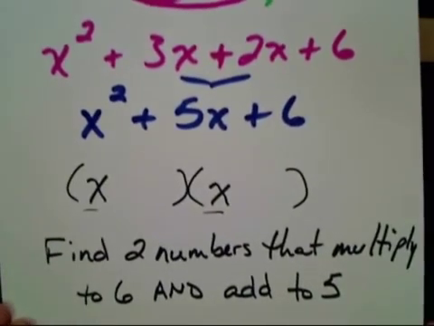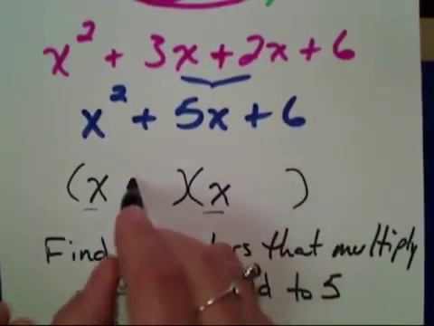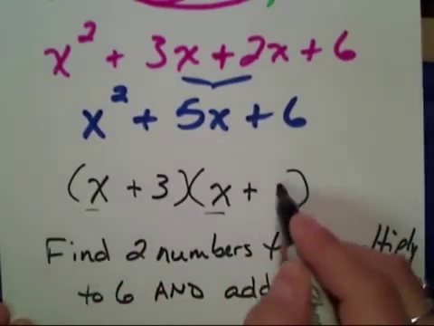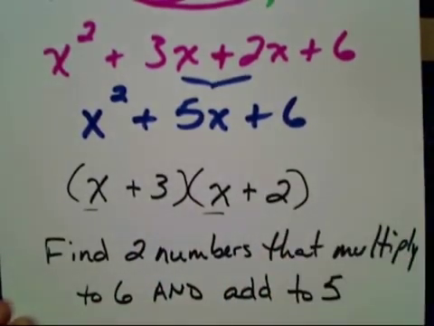Now we would say, hey, 3 and 2, and they both have to be positive. Doesn't matter which one you put first, the 3 or the 2. So that's not so bad. Let's see if that works on another.